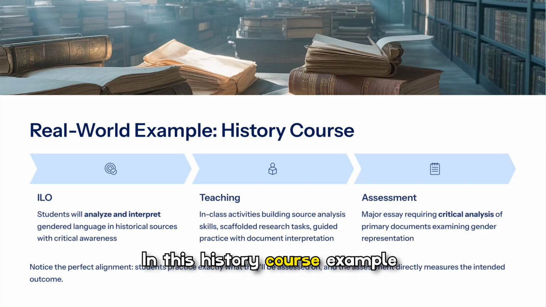In this history course example, the intended outcome asks students to analyze and interpret gendered language in historical sources. Teaching focuses on scaffolded source analysis and guided document interpretation, so students practice those exact skills, and assessment takes the form of a major critical essay that directly measures their analytical ability, demonstrating tight alignment across the course.